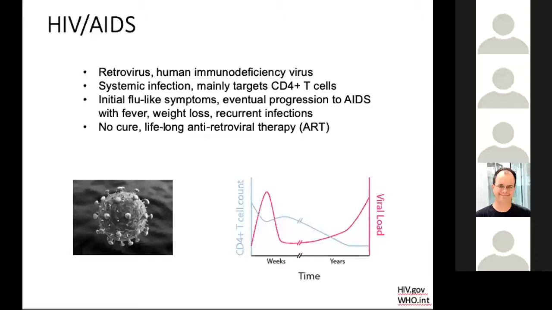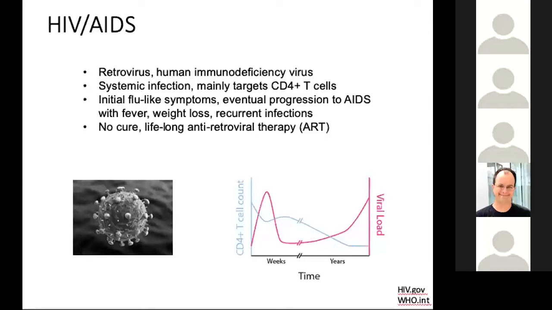HIV is treatable, but it's not curable at the moment. Antiretroviral therapy, or ART, can maintain viral loads below detectable limits and can restore CD4 positive T cells, but it's a lifelong treatment. If you remove the treatment, the viral load rebounds in most patients. So that's the infection progression in general.